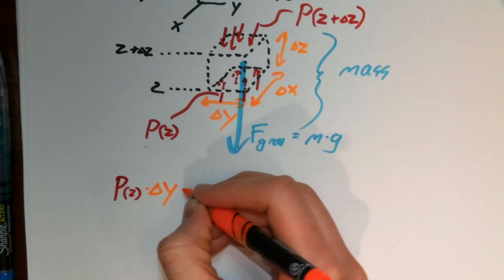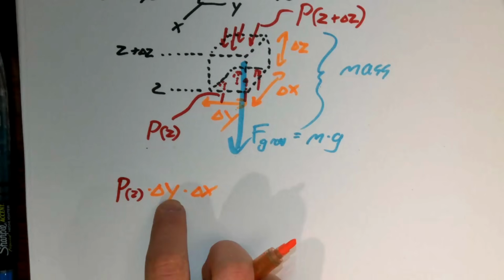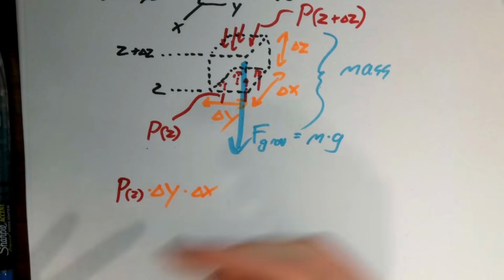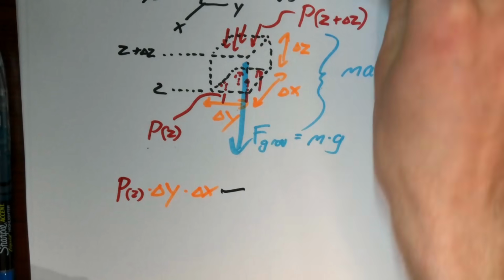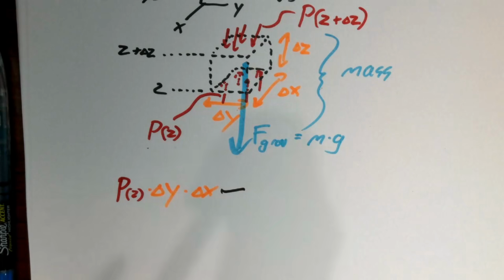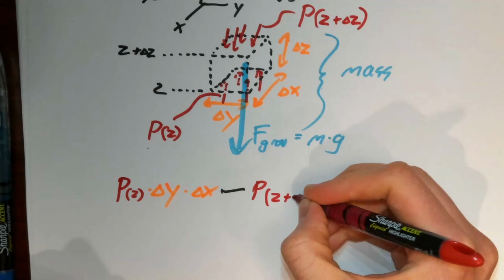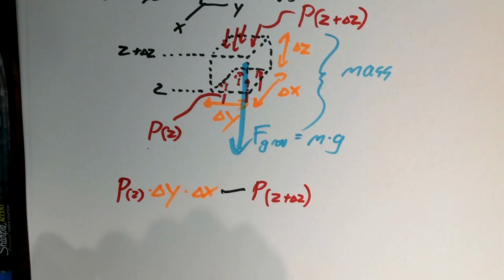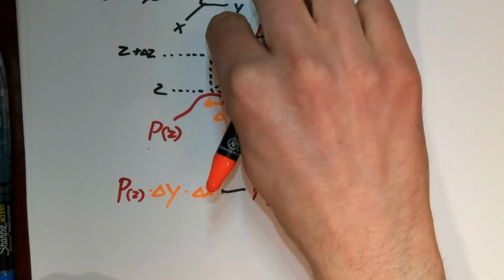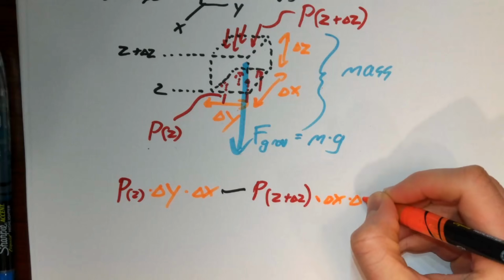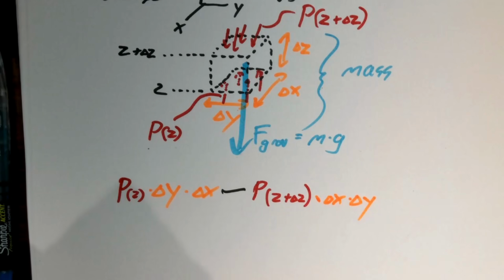So there we have it. There's pressure acting on the top face pointing downwards. So it would be pressure at z plus delta z, with a minus sign, and that's going to be times the area of this top face, which would also be delta x times delta y. So there we have it.